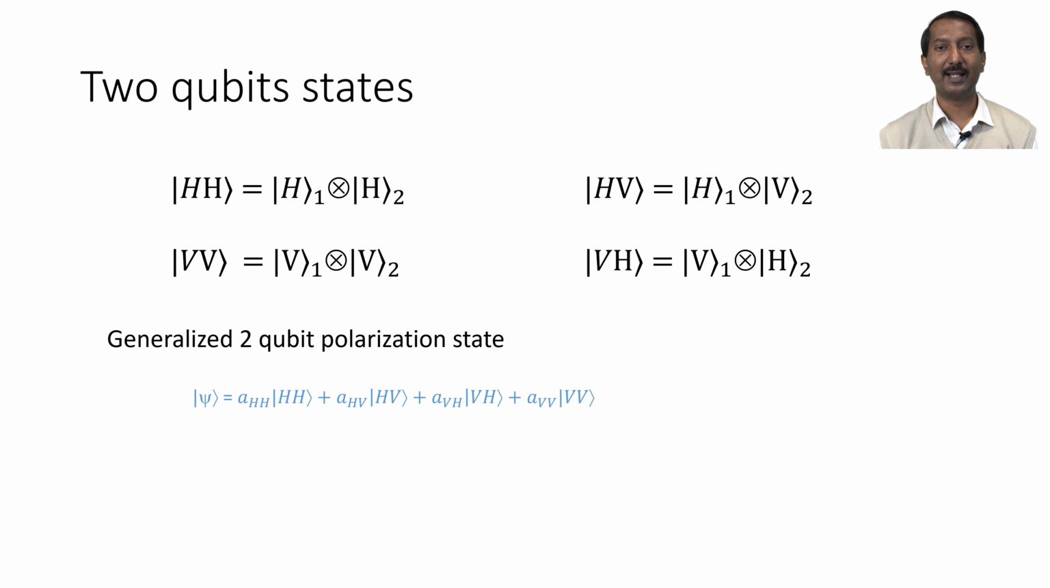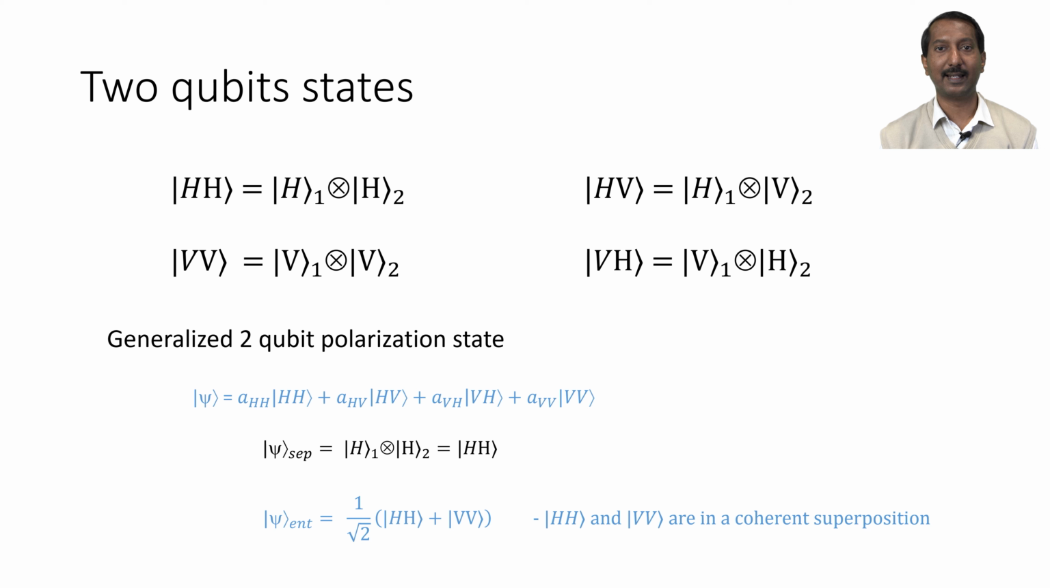As an example of separable states, when two qubits in horizontal state exist independently, they can be represented together as psi separable equal to tensor product of states H1 and H2. As an example of entangled states, the qubits can be represented by psi entangled and are parameterized by coherent superposition of HH and VV states of the qubits. Such qubit state is known as Bell state or EPR pair.